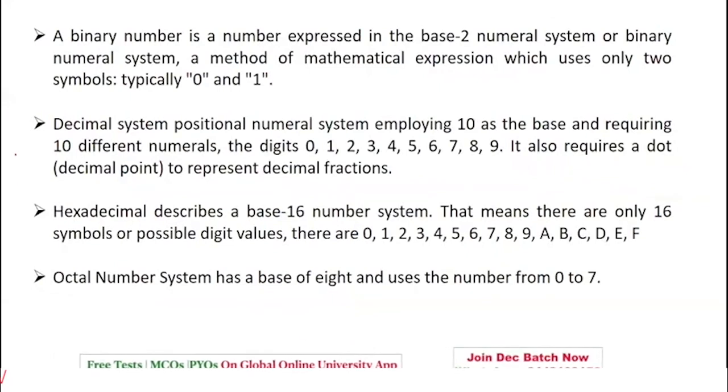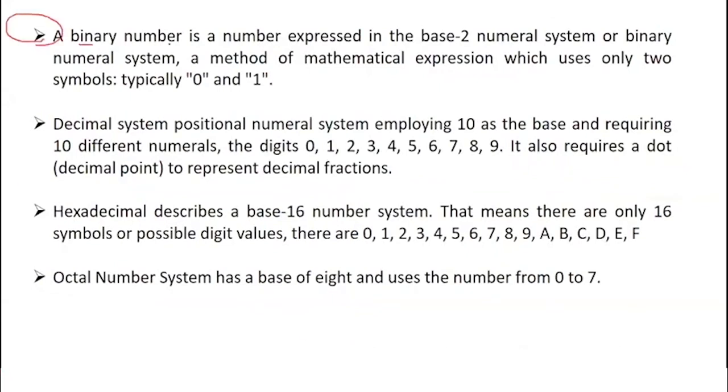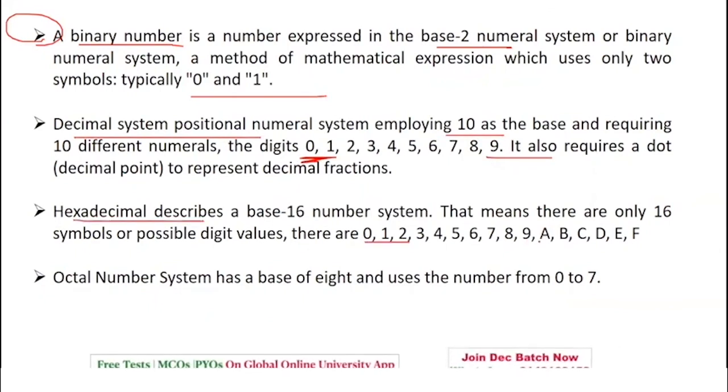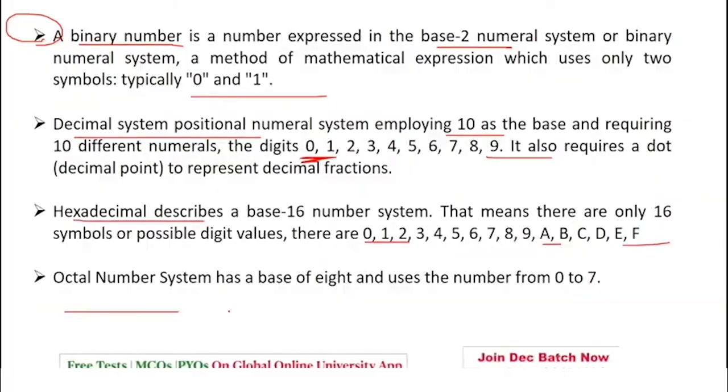I have repeated this, I think it came up again. Binary, as I said, is base 2, that is 0 and 1. Decimal is base 10, with digits from 0 to 9. Hexadecimal is 0 to 9 and the alphabet A to F. Octal is 0 to 7.